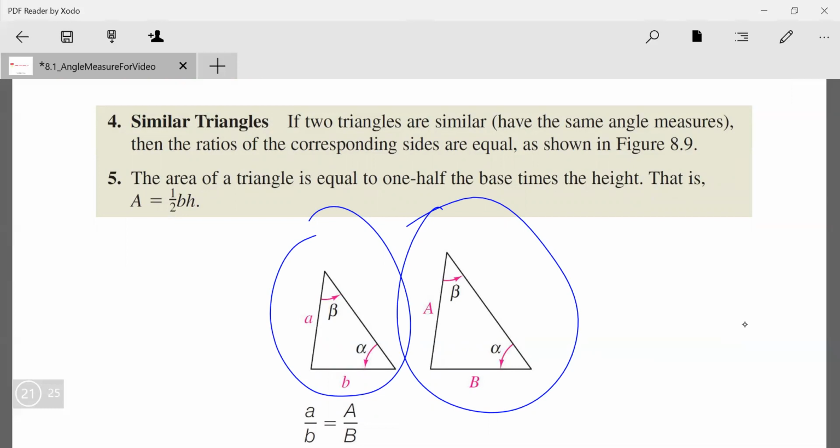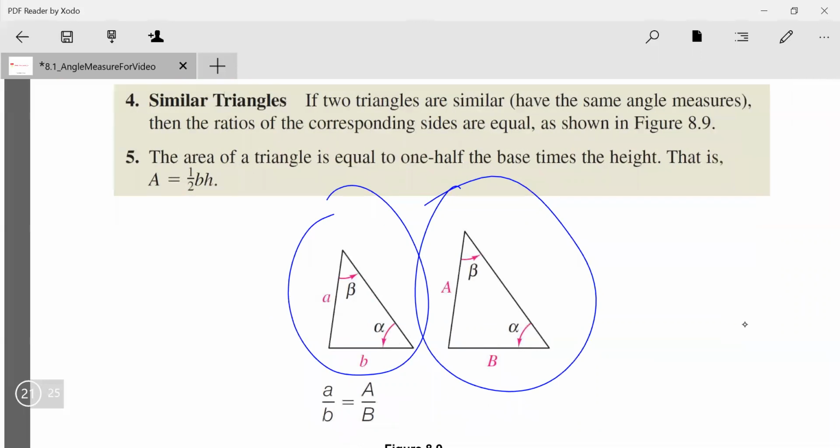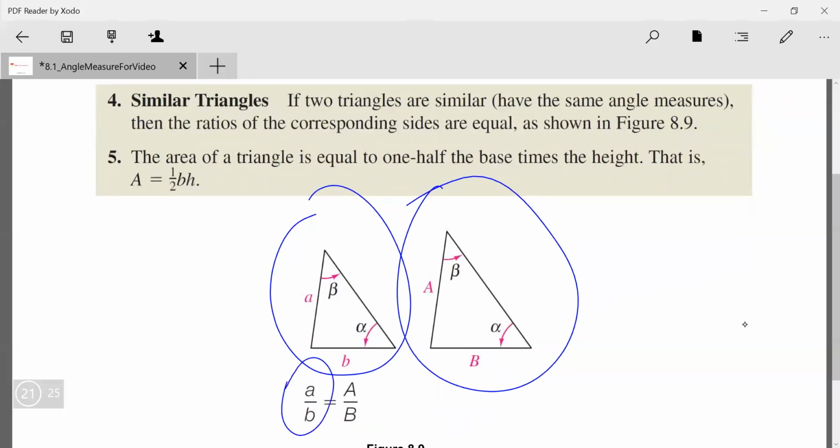As a consequence, the ratios of corresponding sides are equal. For example, for this smaller triangle, consider a over b, and for the bigger triangle, consider capital A over capital B. The two ratios are the same, even though a, b and capital A, capital B are different. That's number 4, similar triangles.